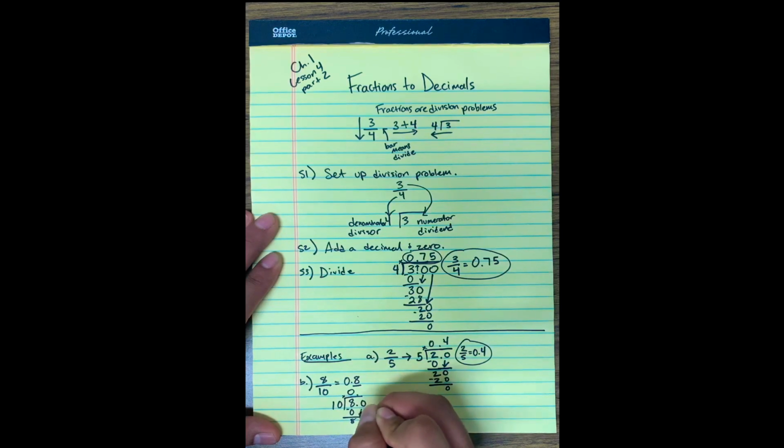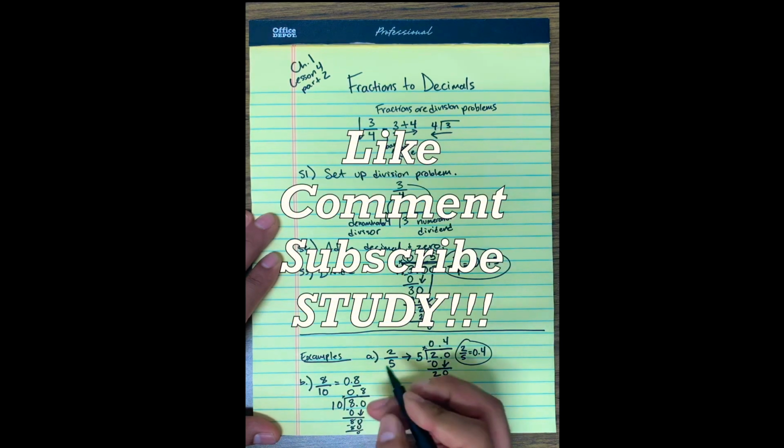But just to prove it to you, you do 8 divided by 10. 10 does not go into 8. So 8 minus 0 is 8. Bring down your 0. Now you got 80. 10 goes into 80 8 times. See that? Easy peasy. Lemon squeezy.